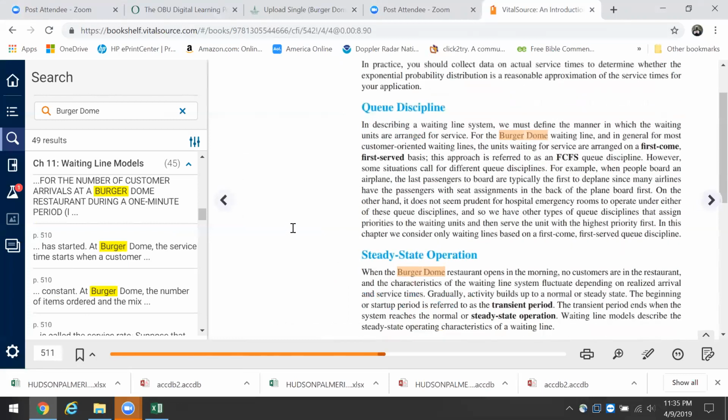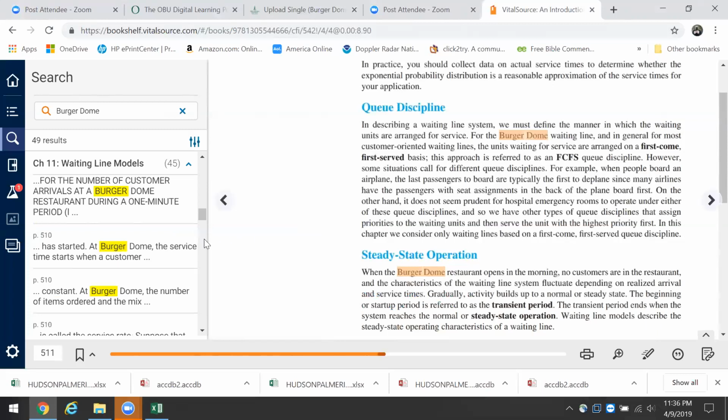They talk about queue discipline here, okay? And they talk about an FCFS queue discipline, that is first come, first served. And they walk us through some of the different scenarios. They're a little bit different. For example, airplanes have the passengers with seat assignments in the back of the plane board first. It makes only sense. And they talk about hospital emergency rooms having to create their own queue discipline.